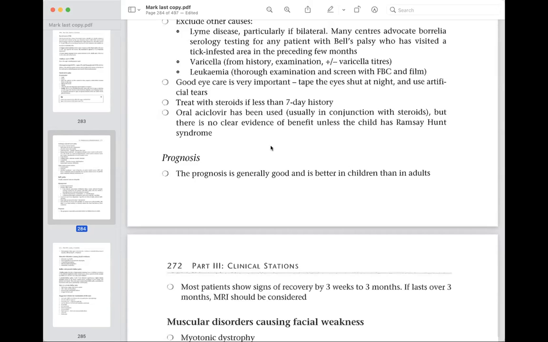I am not sure about this oral acyclovir at present. Does anyone have any updates from newer sources on what they are giving for Bell's palsy? Are they giving just steroids or are they also adding oral acyclovir as routine? This book is from 2016. Any updates from the new sources? Anyone?